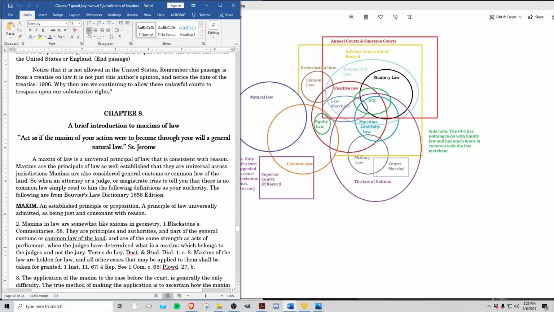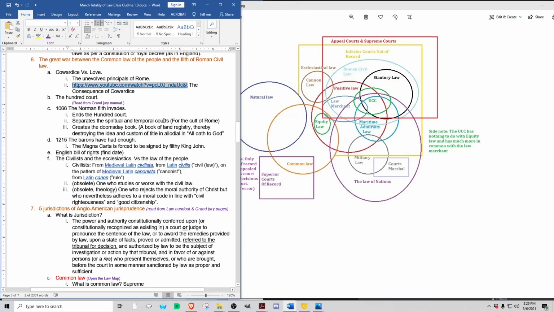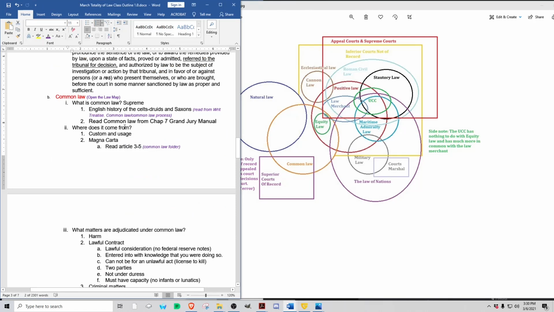Okay, so this gets into maxims. We'll leave that for April. So back to our outline here. Okay, so custom and usage.